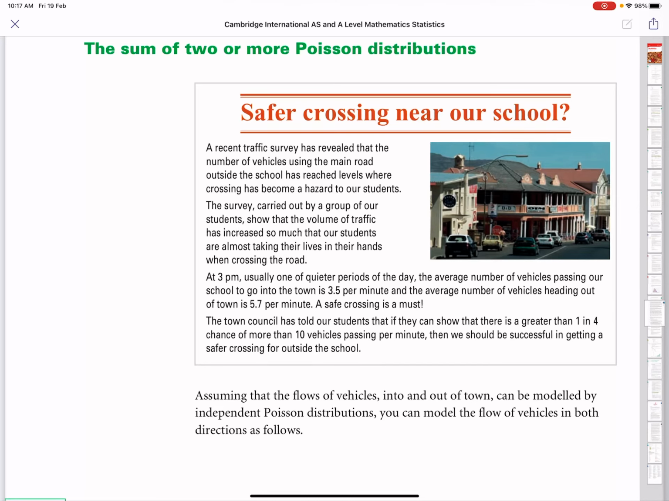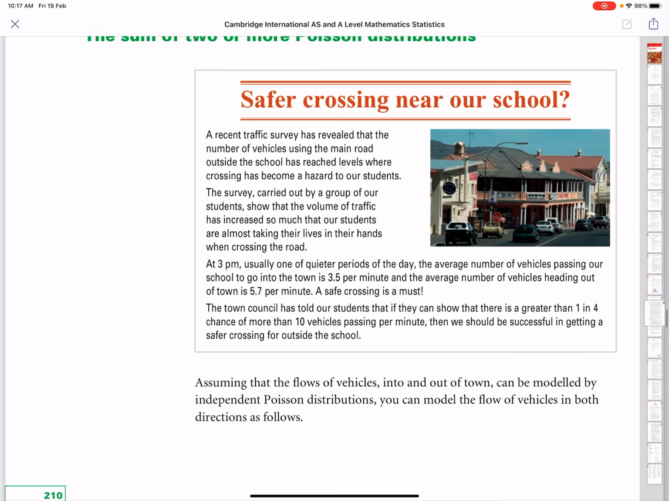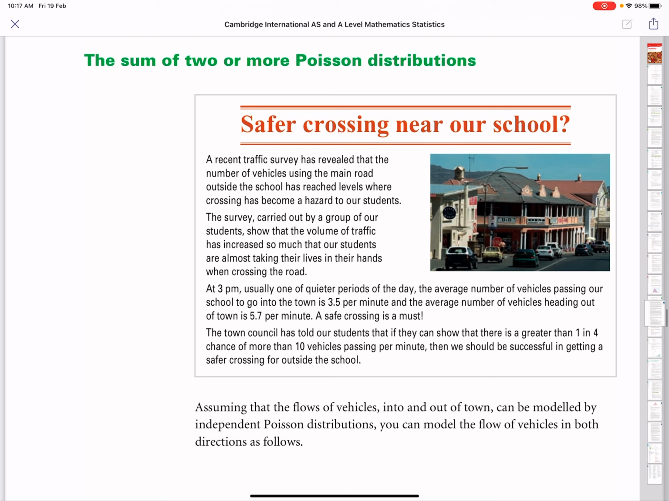Some of the questions, but it is cumulative as opposed to being completely different. So we're looking at the sum of two or more Poisson distributions today, and how we would be able to do that.